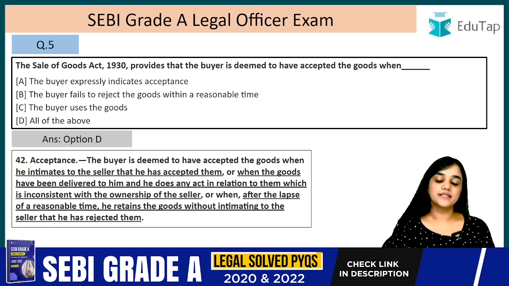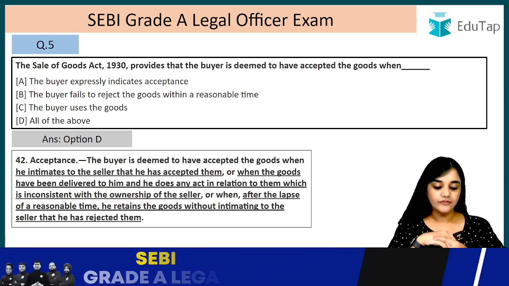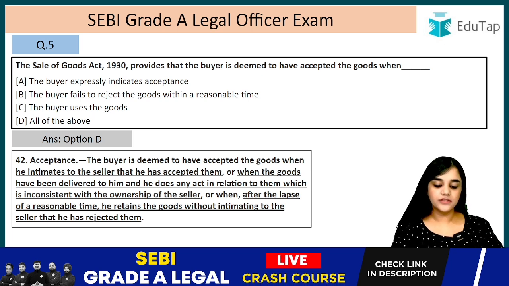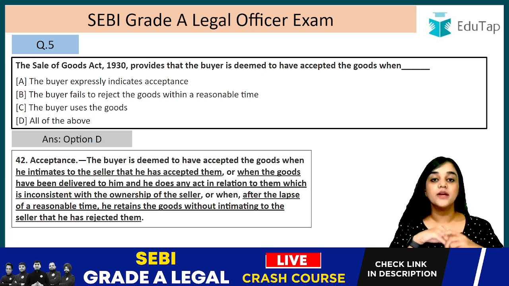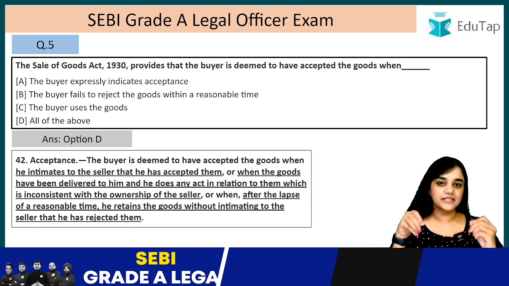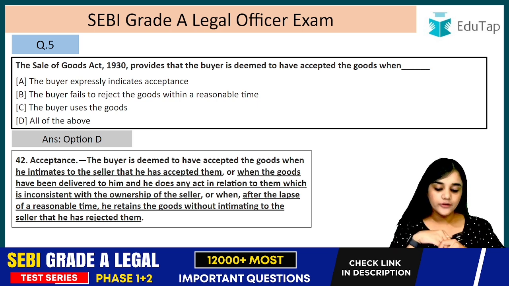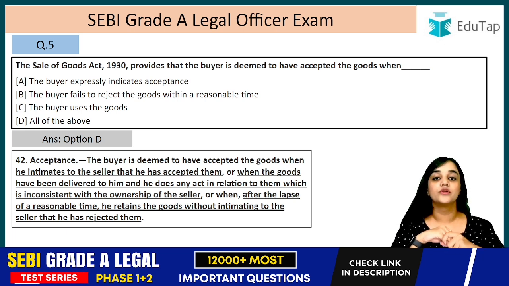Acceptance has been given in section 42. Very simple section. Let's read it. The buyer is deemed to have accepted the goods when he intimates to the seller that he has accepted them. So when he intimates the seller, he tells him that I have accepted the goods. Expressly telling him I have accepted the goods. This is valid acceptance. Or when the goods have been delivered to him and he does any act in relation to them which is inconsistent with the ownership of seller.